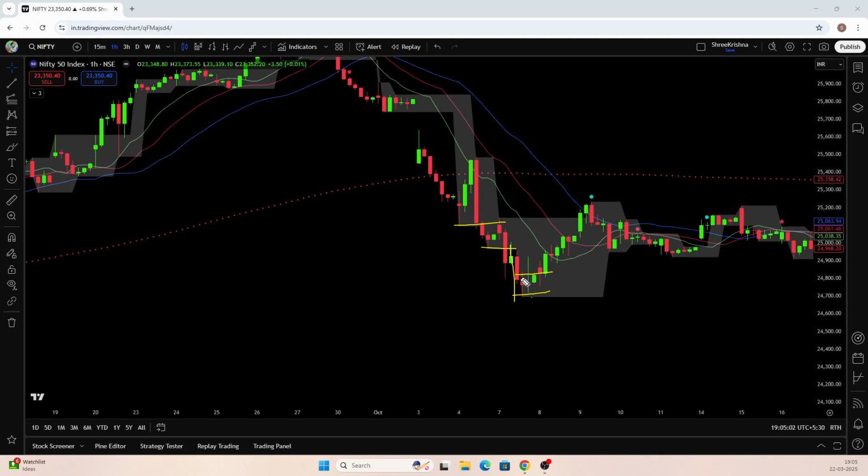It made an inside bar. That means we are going to place our stop over here. And again it went back. And here it actually gave a buy signal. If there is a pullback and any close above this green, that is a buy setup for an upside move, right?